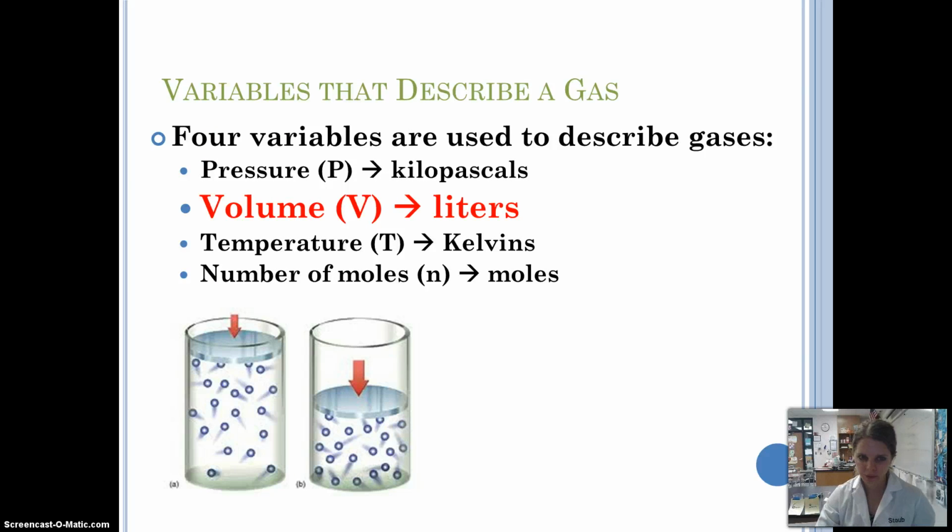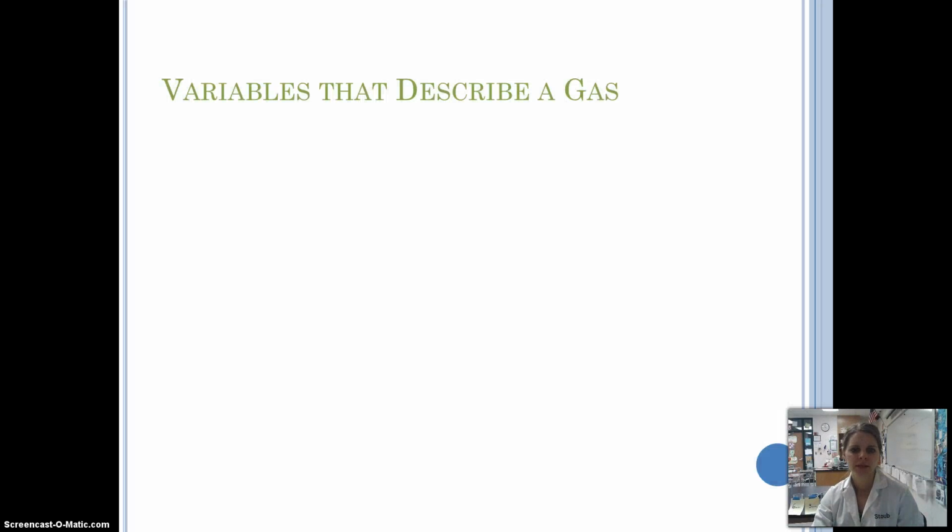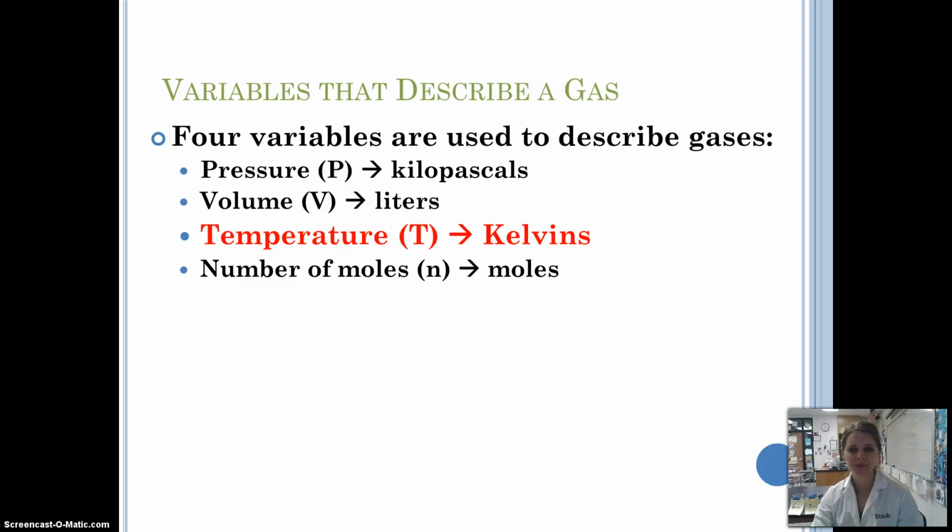Okay, so we got through pressure. Now we've got to look at volume. Volume for a gas, we're going to look at liters. That's the SI system. And gases are compressible, so we can put them into tiny spaces or big spaces. So knowing how much space it is is really important. We've got to look at temperature. Temperature is actually in kelvins.